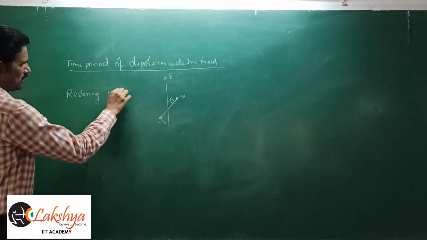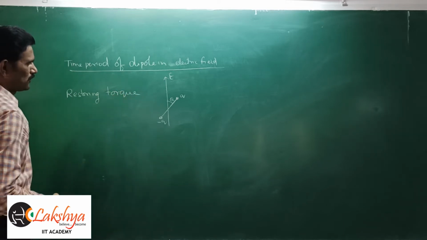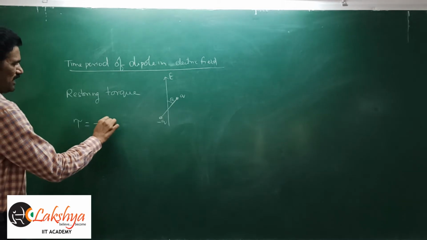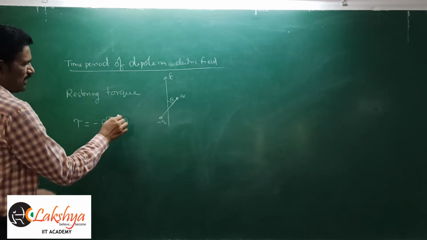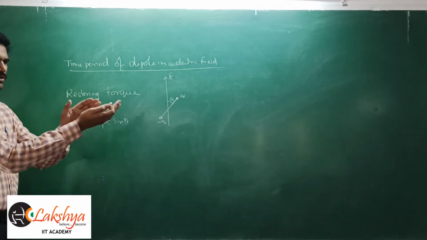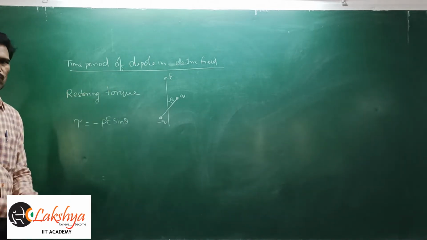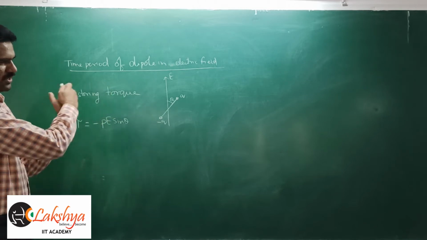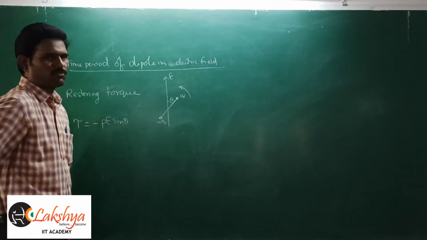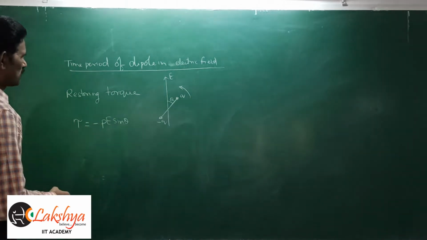So restoring torque. I can write this as tau is equal to minus PE sin theta. This torque expression we already derived. Here we are naming it as restoring torque because it restores the position of the dipole. Because of this torque only, the dipole will come back here. When the dipole is released here, the torque acting on the dipole will be like this, so automatically it comes back here.